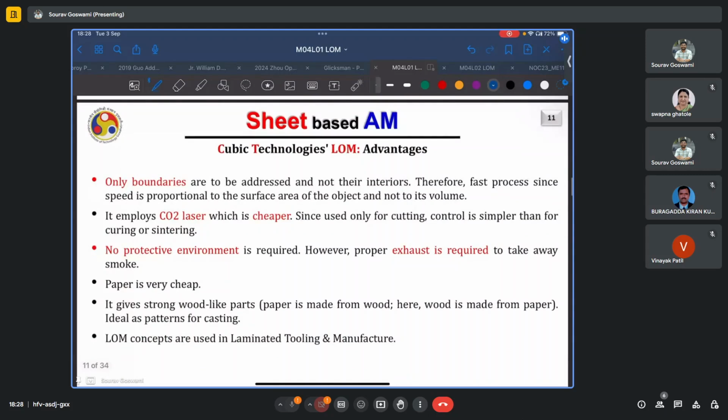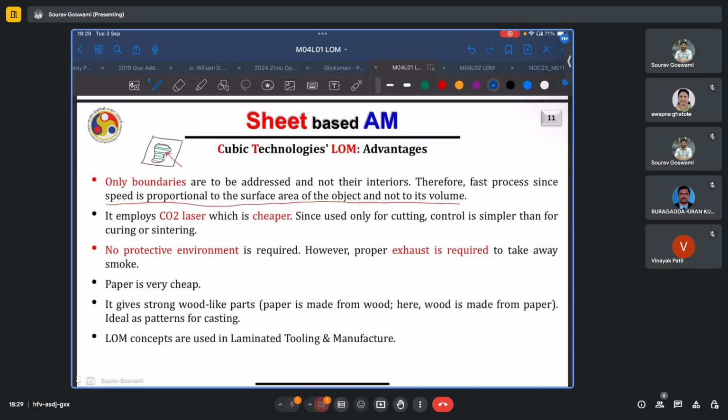This process or similar processes have certain advantages. For one, in each layer, we saw that we are really interested only in the contours itself. Whereas in other processes, such as say VAT photopolymerization, we had to scan the boundary, but also we had to scan inside it to cure the entire surface or the region of interest. In this case, however, we are curing only the boundary or cutting only the boundary. Inside, the material is present from before. Therefore, this build step is faster than other conventional AM processes because the speed is proportional to the surface area of the object and not to its volume. We are not really working on the insides of the boundary.